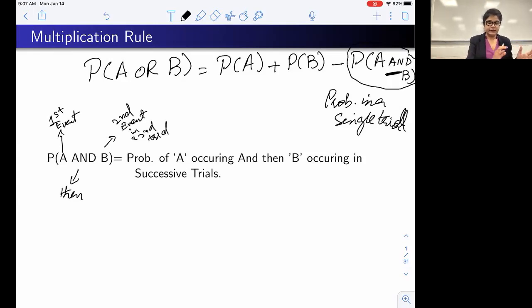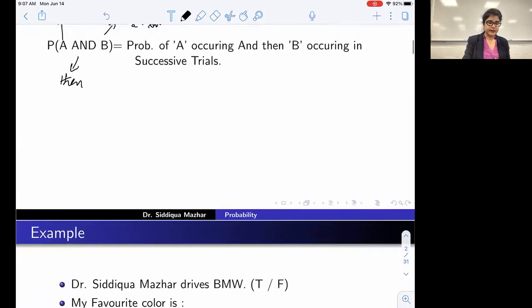So here we are saying the probability of A happening, and then we look for the probability of B occurring in a successive trial. Then we look for the probability of B in a second trial, or I could do another trial C, and A, B and C, and so on. So this is how we will use the multiplication. Let's see these things in a few examples.